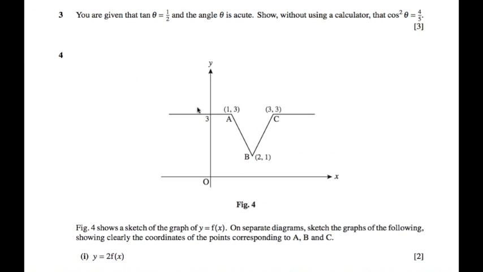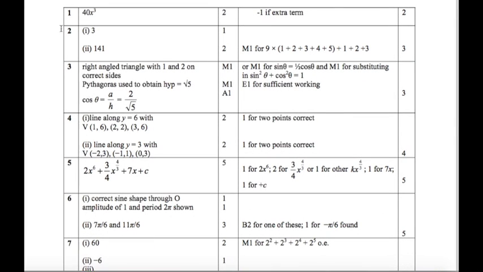Let's catch up with the mark scheme now. 1 mark for 40x cubed, you lose a mark if you left the constant. 1 mark for 3, 2 marks for 141. For question 3, they did want the right angle triangle way actually, with sides 1 and 2, Pythagoras to get root 5, and then cos theta. And you can get the marks for doing it this way as well.